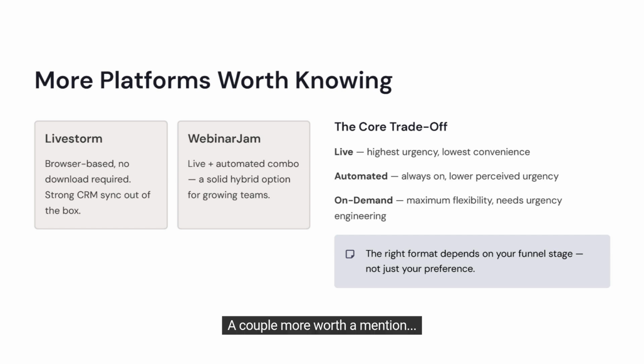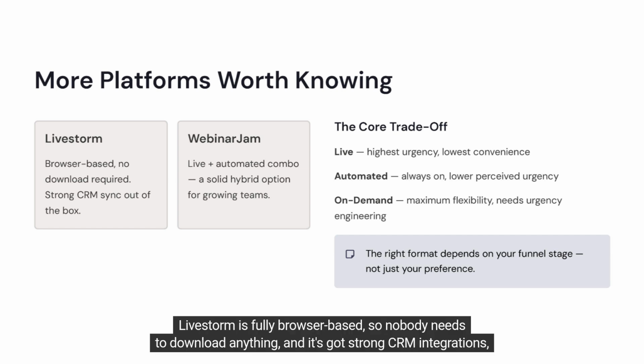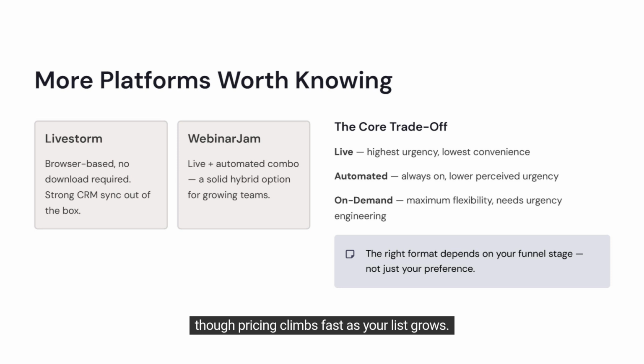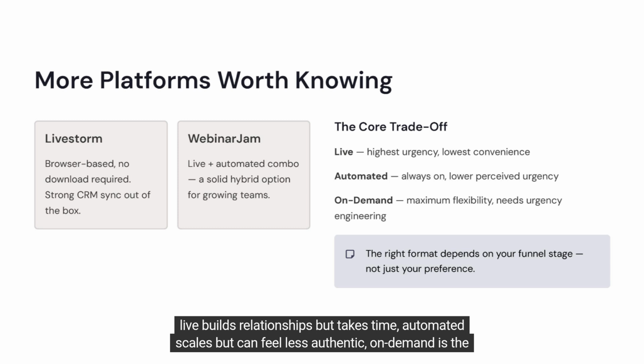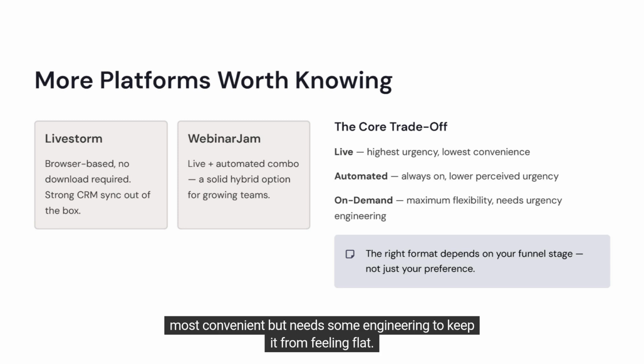A couple more worth a mention. Livestorm is fully browser-based, so nobody needs to download anything. And it's got strong CRM integrations, though pricing climbs fast as your list grows. WebinarJam blends live and automated in one package too. And quick reminder, live builds relationships, but takes time, automated scales, but can feel less authentic. On-demand is the most convenient, but needs some engineering to keep it from feeling flat.